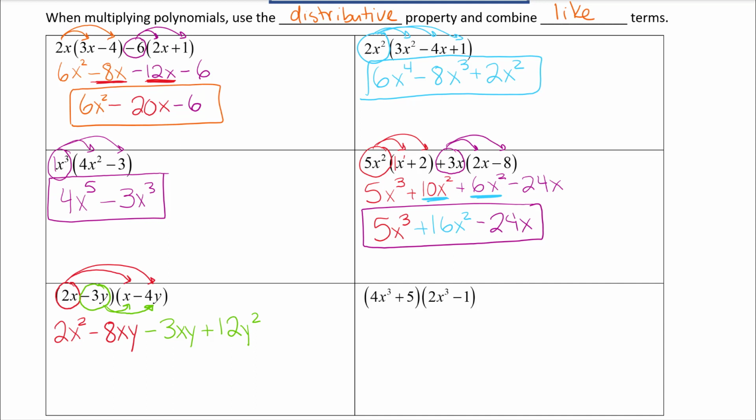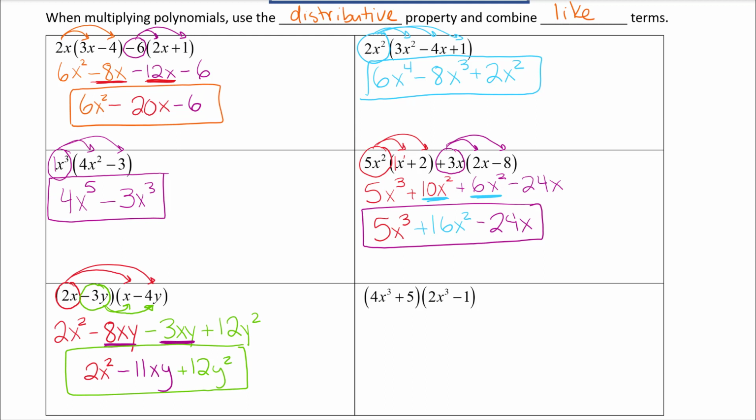I'm looking for some like terms. It looks like the 2 middle ones are like terms. That adds to negative 11xy. The 2x squared stays the same, and the 12y squared also stays the same. They don't have any like terms, and now I am done.